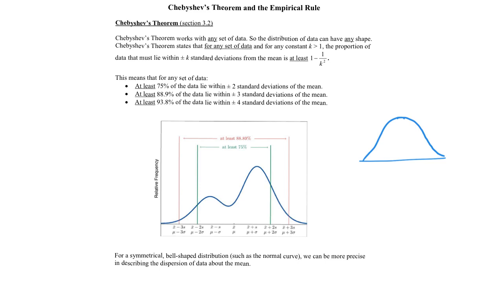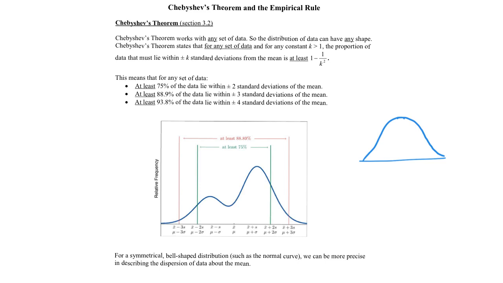It works on everything. So it's nice that it works on everything, but if we know that the data follow this distribution, we can be more precise. See how with the empirical rule, if we know that the data follow a bell-shaped curve, then we could say that 99.7% of the data lie within 3 standard deviations of the mean. So Chebyshev's theorem is less precise, but it works everywhere.